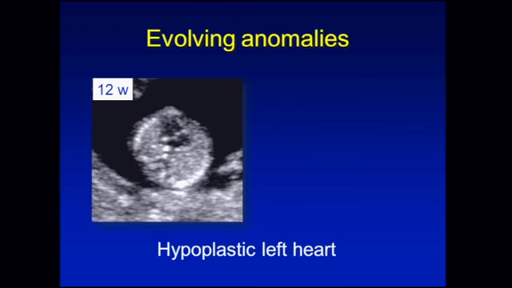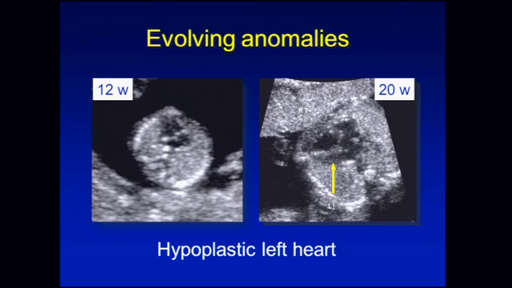We were not able to diagnose this case of hypoplastic left heart at 12 weeks, but at 20 weeks we noticed that the heart is abnormal. The left ventricle is much smaller than the right ventricle.